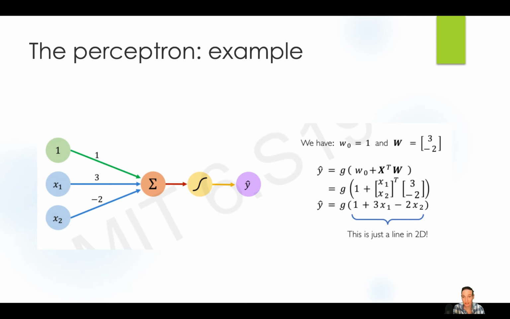Okay, now let's take an example of a perceptron. What if we have a perceptron with the following weights? We have the bias weight w0 is 1, and we have W being 3 and minus 1. It's marked both in the equation here as well as here. So the weights are often put on the arrows.